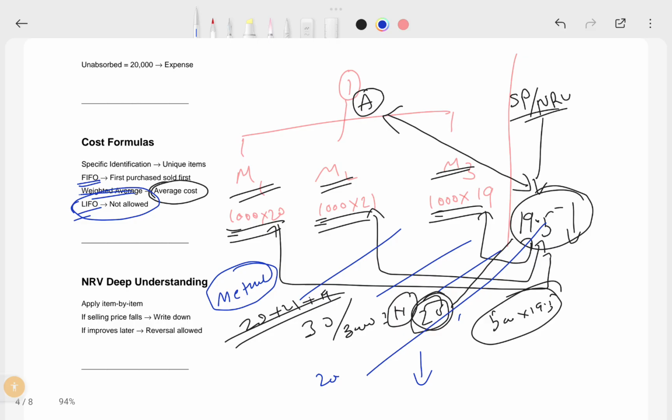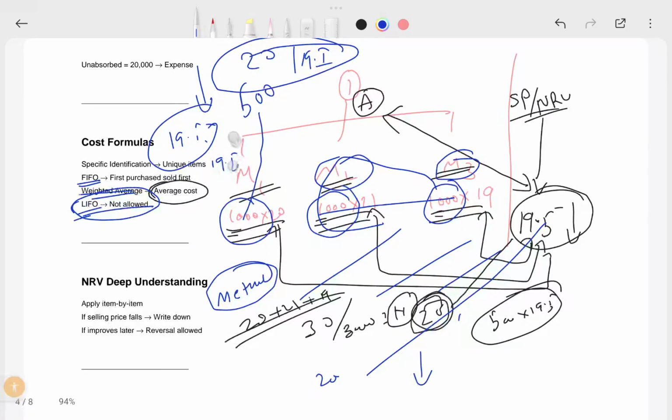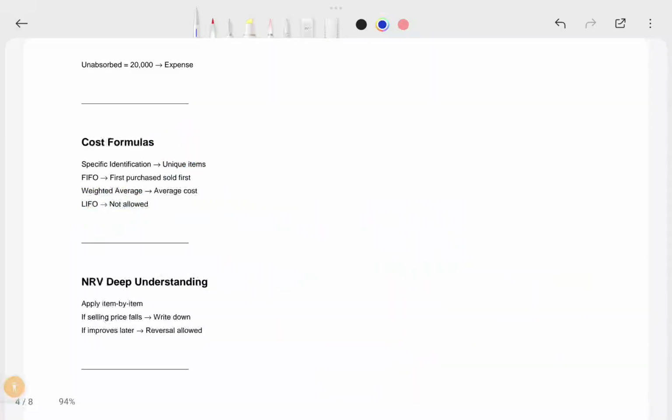So now this LIFO method is last in, first out, which means first you sell this, and you sell this, and the balance, if any, you sell from this. So out of your 2000 sales, you have sold month 3 and month 2, and the balance 500 is sold from here. So 500 is available from month 1. The month 1 cost is 20 and the NRV is 19.5. So the cost or NRV, whichever is lower, at 19.5 you need to value the inventory. This is the core concept of the NRV.